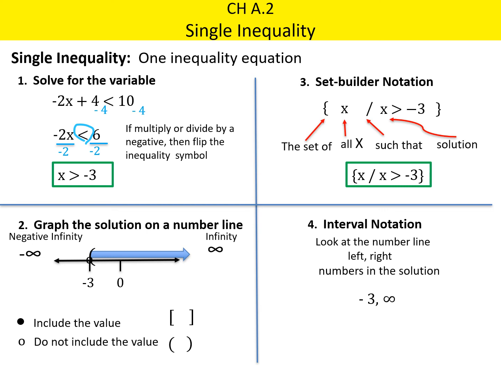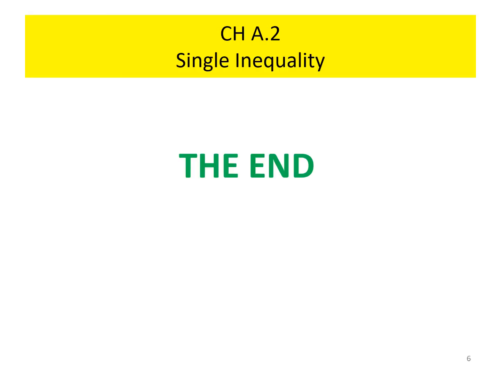Now we have to show whether or not the -3 is in the solution. And we have the choice of brackets or parentheses. Since it's not in the solution, we use the parentheses, and infinity is always written with the parentheses. This would be your answer. This is the end of this video.